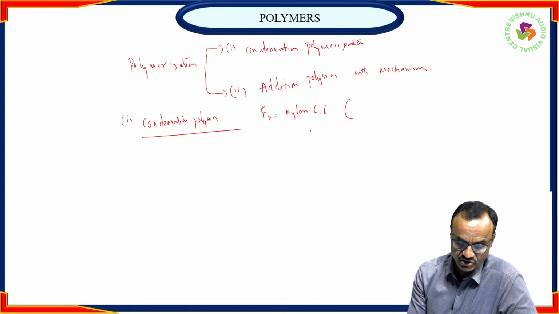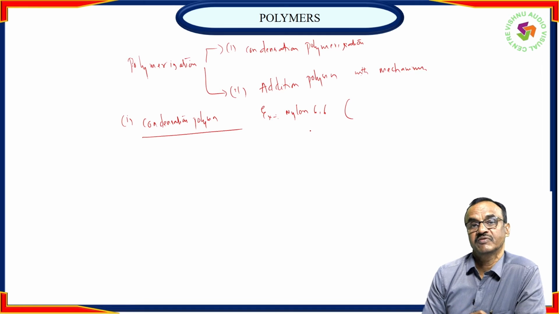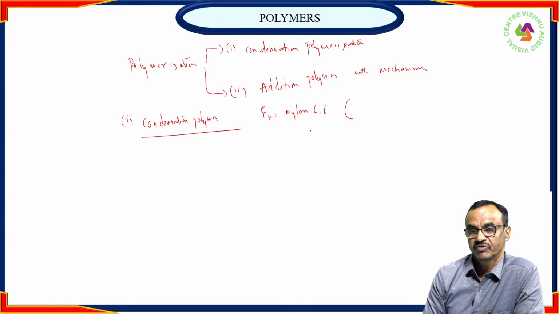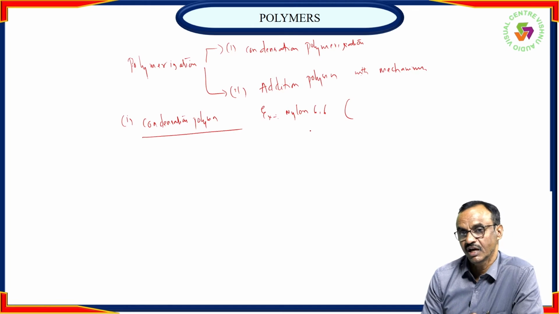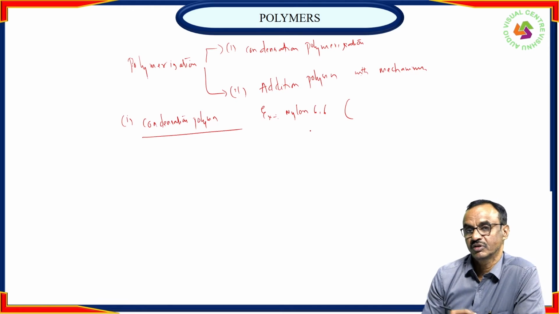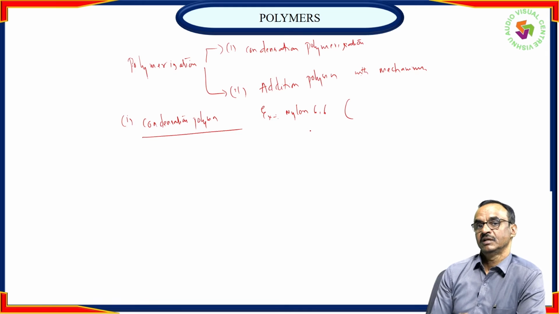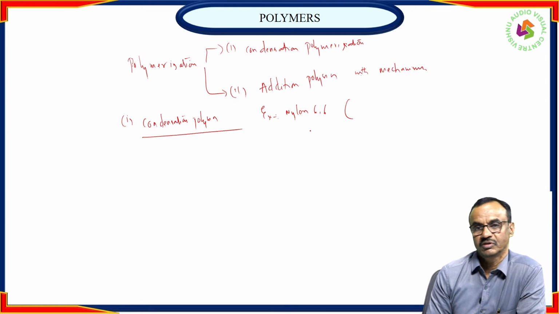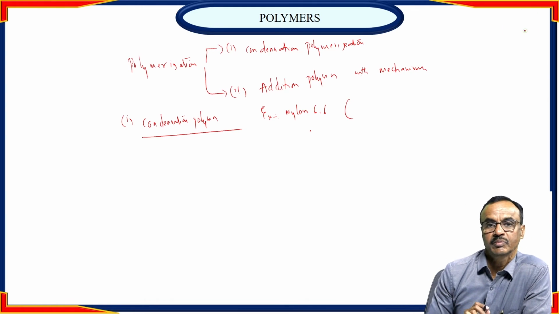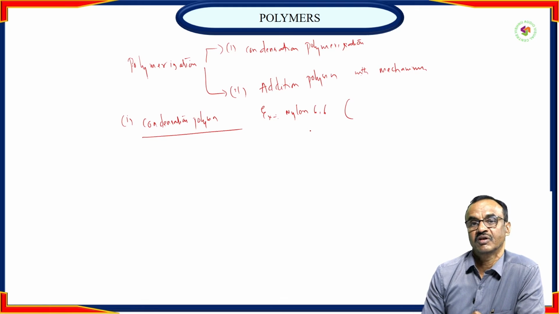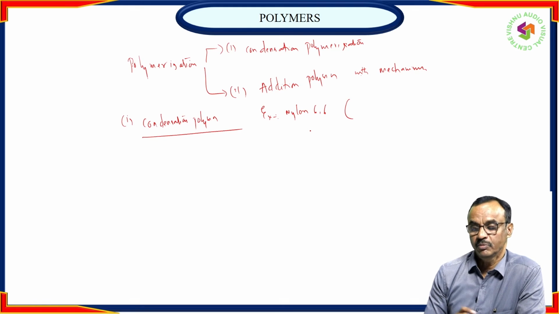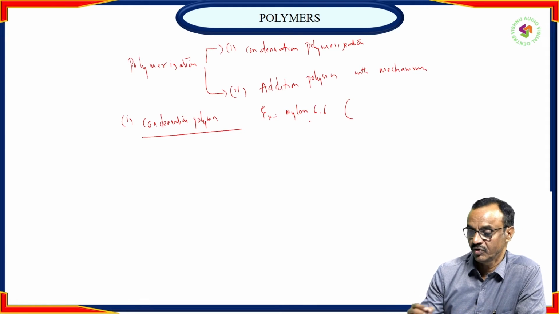So in condensation polymerization, the best example is the formation of nylon 66. Nylon 66 is formed by the combination of two different monomers. I will mention only the IUPAC nomenclature, so that you will be able to write its structure easily without practicing also. You just need to remember only the names of the monomers involved in the formation of nylon.